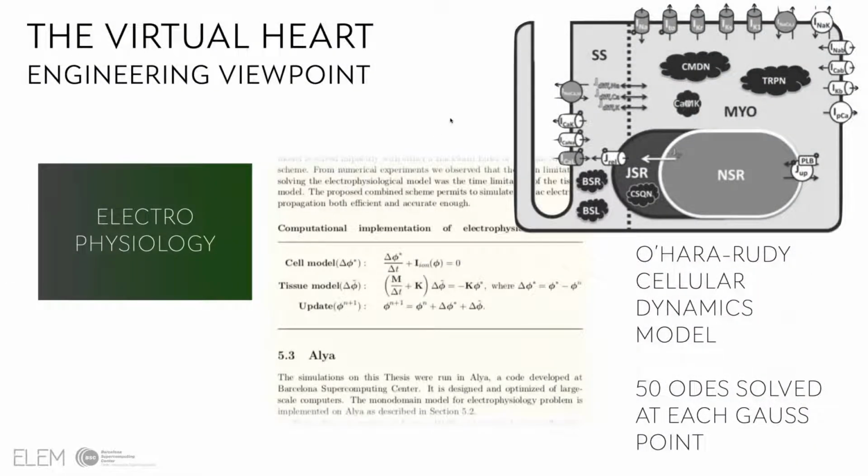From an engineering point of view, the heart is a complex coupled multiphysics multi-scale problem. On one end, you have the electrophysiology, which is modeled by a diffusion equation with some nonlinear terms at the right-hand side, which is called the cellular model and the tissue model. The cellular model is called the O'Hara-Rudy model, which is the dynamics of the electrophysiology at cell level. So in the right-hand side of these equations, you have sort of 50 ODEs that are solved at each time step.